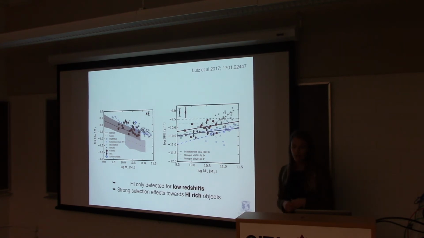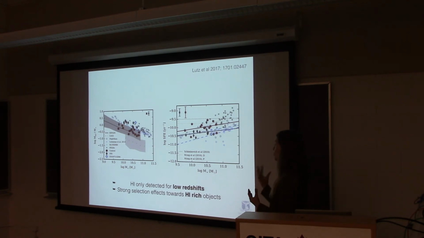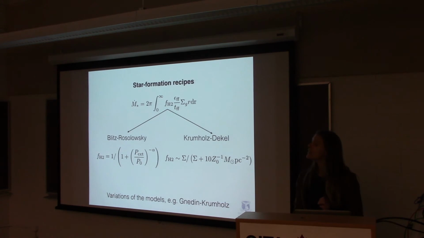One reason for this in observations is that you have a really strong selection on the H1 masses you can detect, and you're quite limited in where you can go with nowadays instrumentation. So there's only H1 detected for relatively low redshifts, and these all have strong selection effects towards really rich objects.